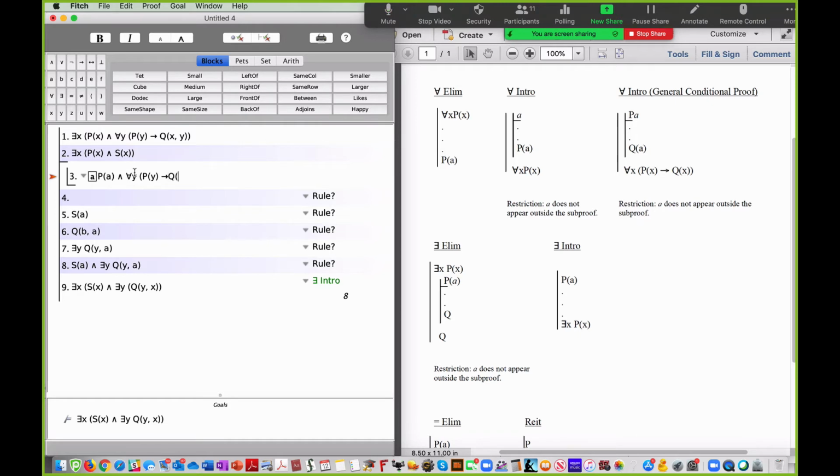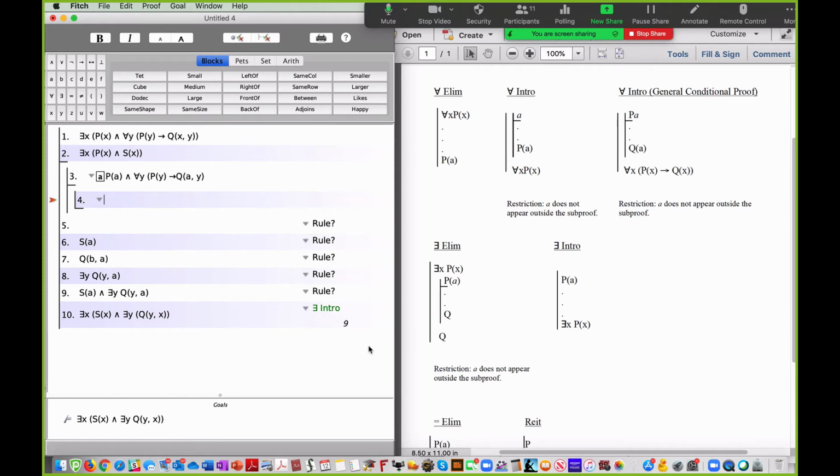Okay. Yeah. So far, so good. Now, what we know is that we're going to want to generate what is now line 9 so that we can exit and assert our existential claim.